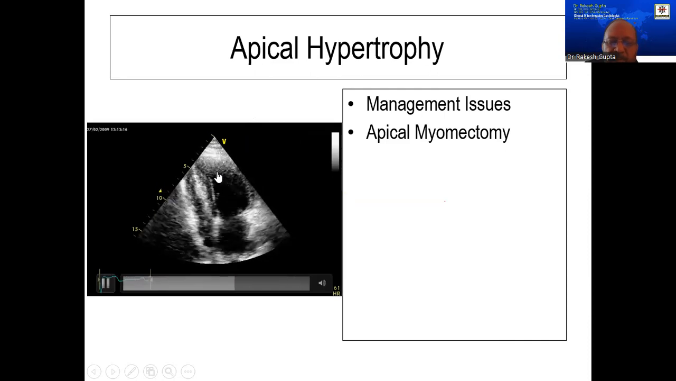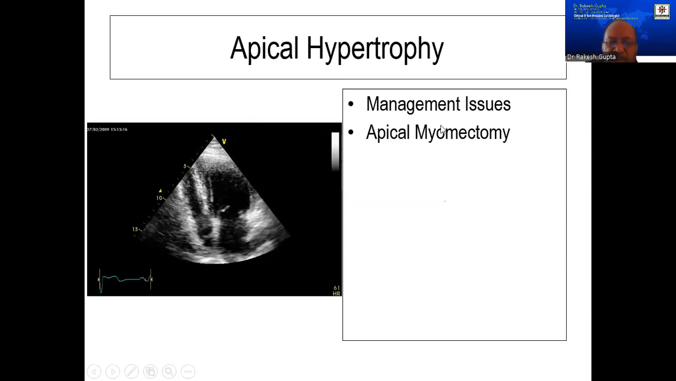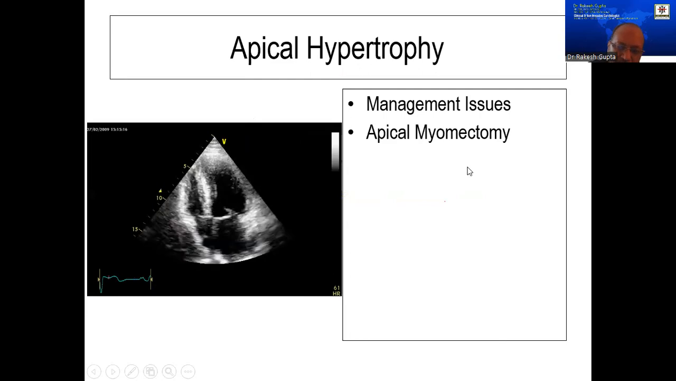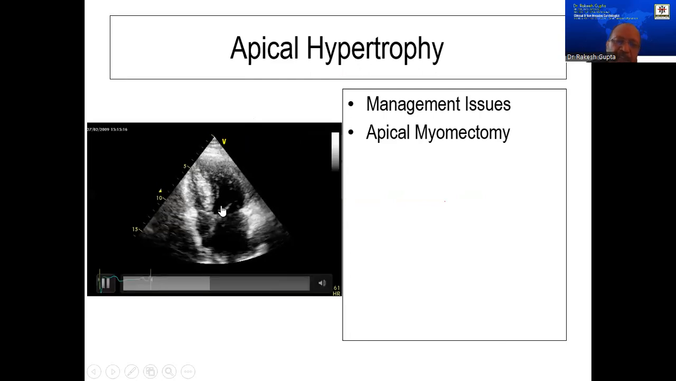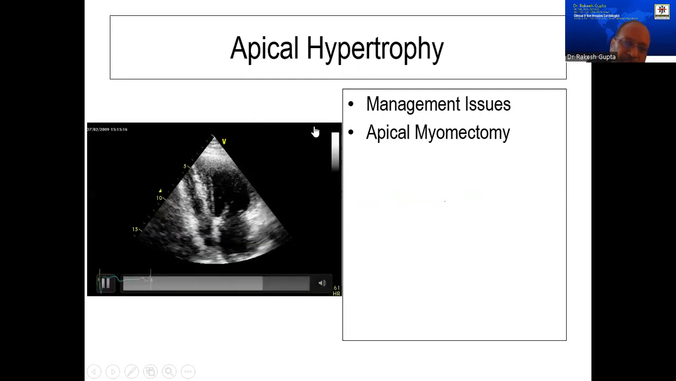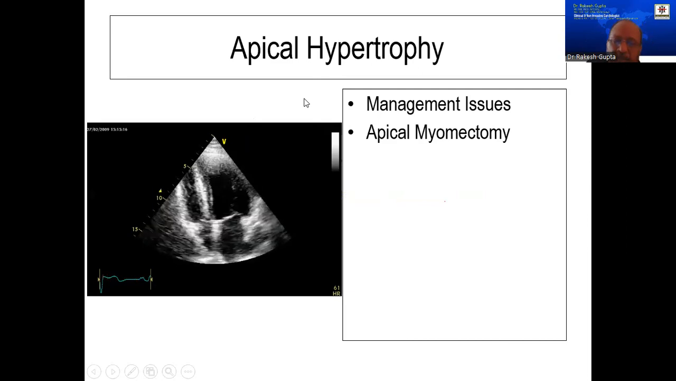So, in this variety of apical hypertrophy, what is the management issue? Can we do apical myomectomy? We have not heard much about apical myomectomy. We look at this apical hypertrophy and treat them medically.